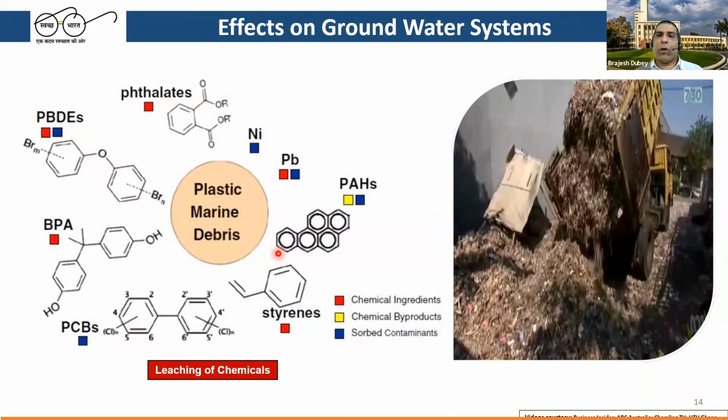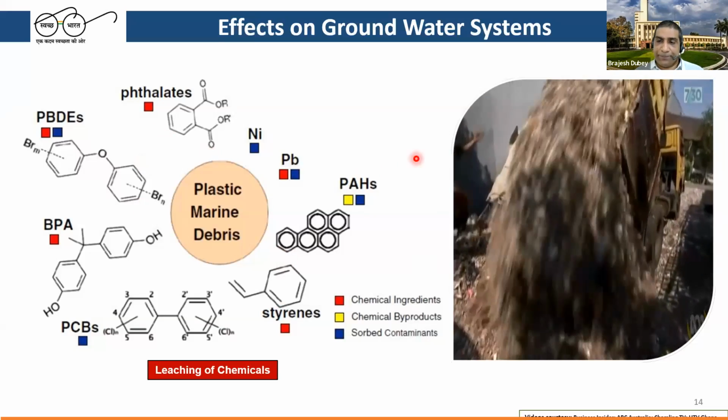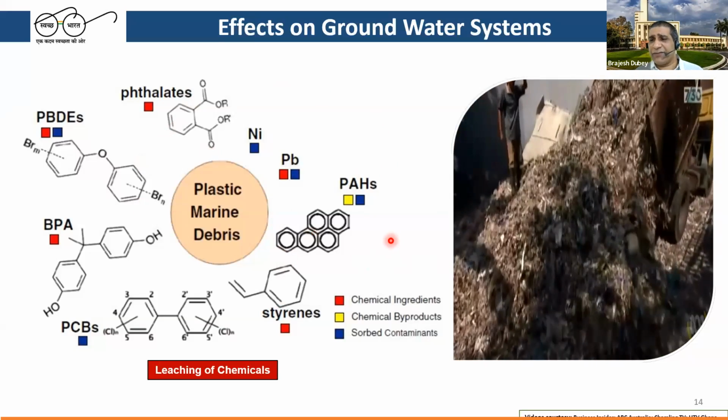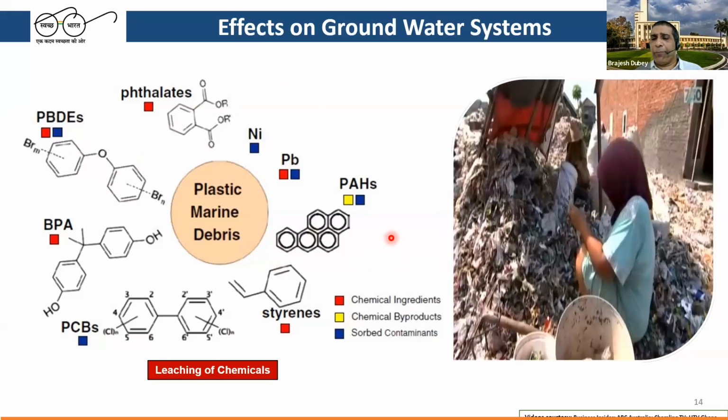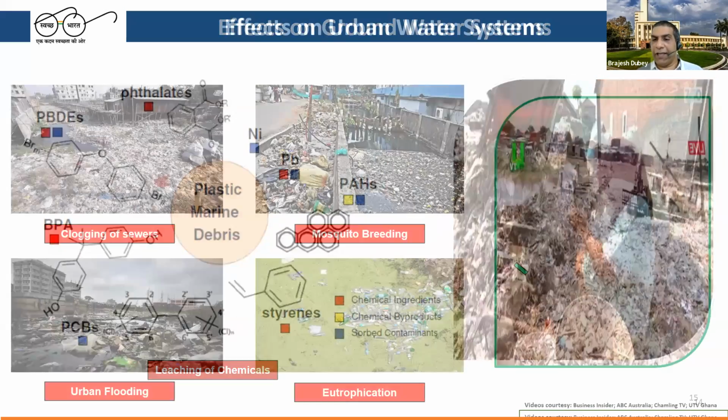And because of a lot of chemical ingredients, which I told you earlier, and the chemical byproducts, all the phthalates, PBDEs, BPA, nickel, lead, PAH and all those things that are used, when this mismanaged plastic enters our environment, these chemicals do leach out and start contaminating the soil, contaminating the water, and of course, at some points, even contaminating the air.